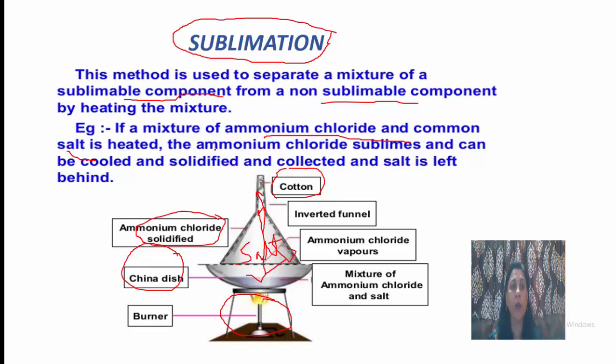So, if a mixture of ammonium chloride and common salt is heated, the ammonium chloride sublimes and can be cooled, solidified and collected, and salt is left behind. In this way, we can separate a mixture of any sublimable component from a non-sublimable component. Examples of sublimable components are ammonium chloride, iodine, camphor, naphthalene and anthracene. So if you see any of these components in a mixture, you can use sublimation for the separation of the mixture.